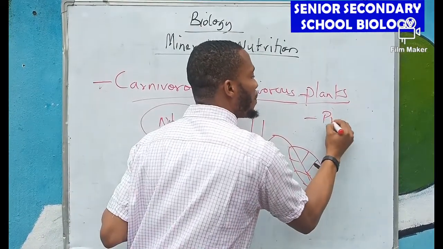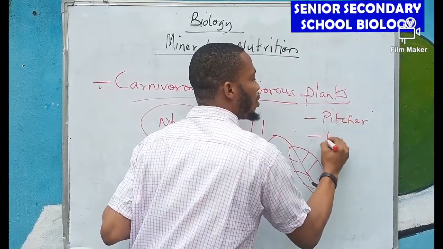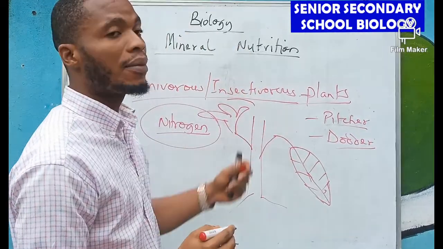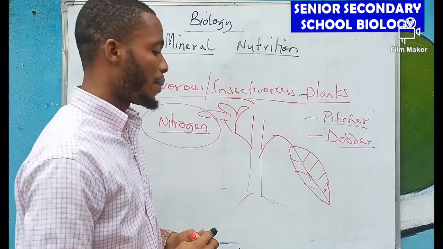Examples are the pitcher plant and the dodder. So these are the two major types of insectivorous or carnivorous plants.